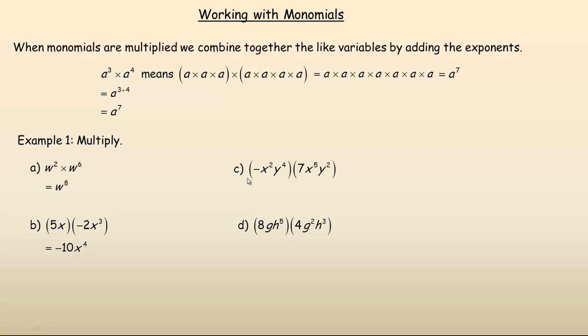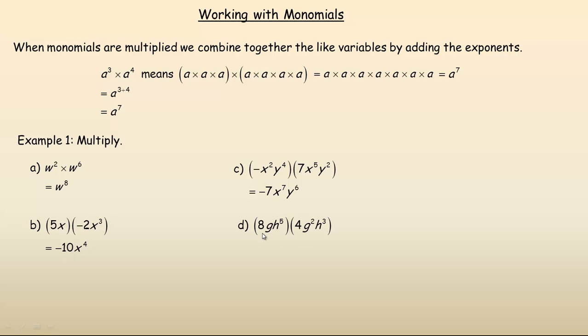For C, just a little bit bigger here. There's a 1 there, so there's actually a negative 1 coefficient. So we would multiply the negative 1 by the 7, which is going to be a negative 7 in the front. And so we would write negative 7. Then x squared times x to the fifth, we add 2 and 5 to get 7. And y to the fourth times y to the second, 4 and 2 add to 6, so it would be y to the sixth. The final answer here would be negative 7, x to the seventh, y to the sixth.